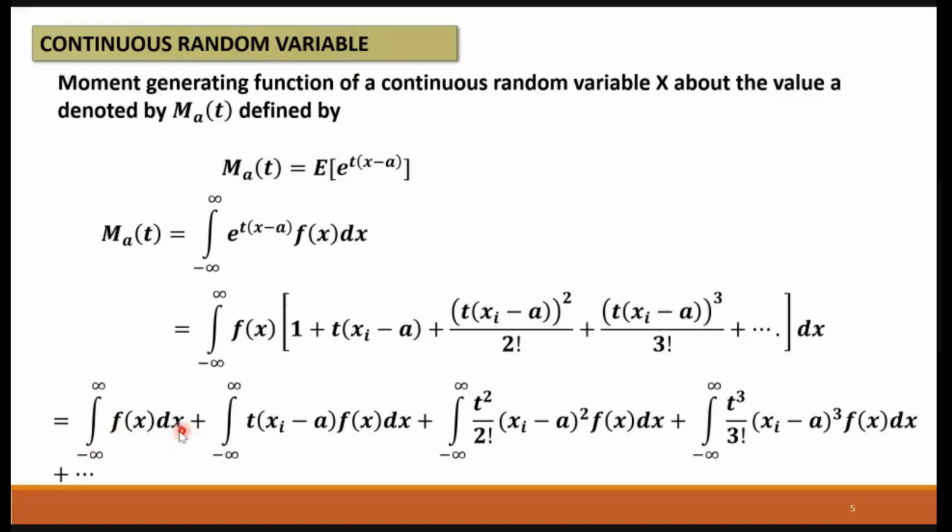Integration of f of x dx will become 1. This will become t into mu 1 dash. This will become t square by 2 factorial mu 2 dash, etcetera. जो हमारे previous step में आया, previous slide में आया है, वही answer यहाँ पे भी आने वाला है. Only thing instead of summation we are having integration. So don't bother about the theory part here. खाली दिखाया कैसे आते हैं moments.